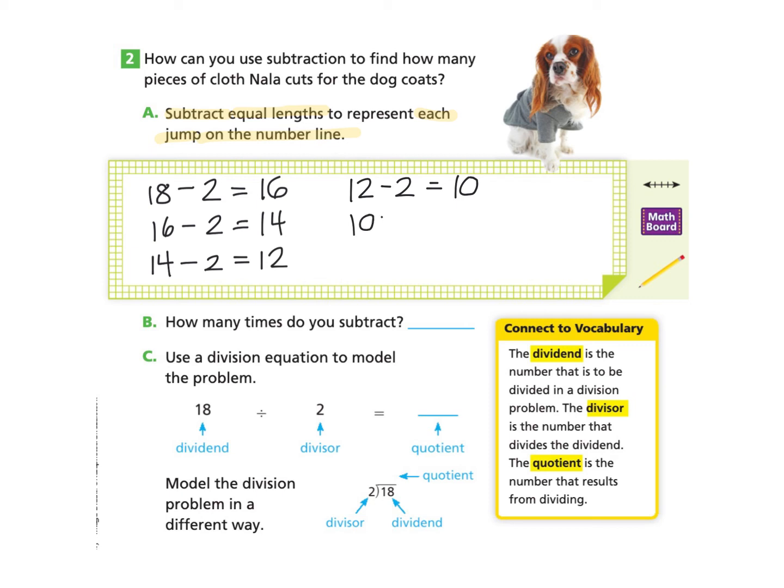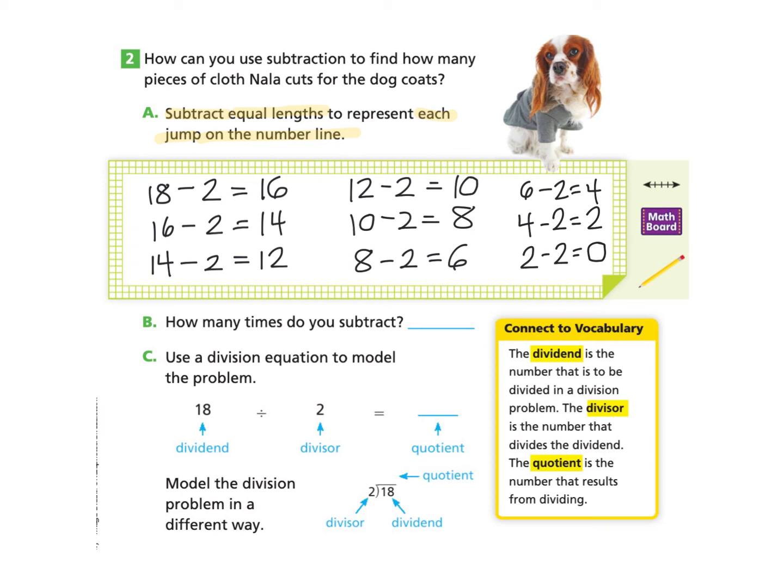Then we had 10, we subtracted 2, and we landed at 8. And then we had 8 feet, we subtracted 2 feet for another cut, and we had 6. And then we had 6 feet, we subtracted 2, and we had 4 feet left. Then we had 4 feet, we subtracted 2, and we had 2 feet left. And finally, we had 2 feet, and we subtracted 2 feet, and we ended at 0. So there wasn't anything left for us to cut.